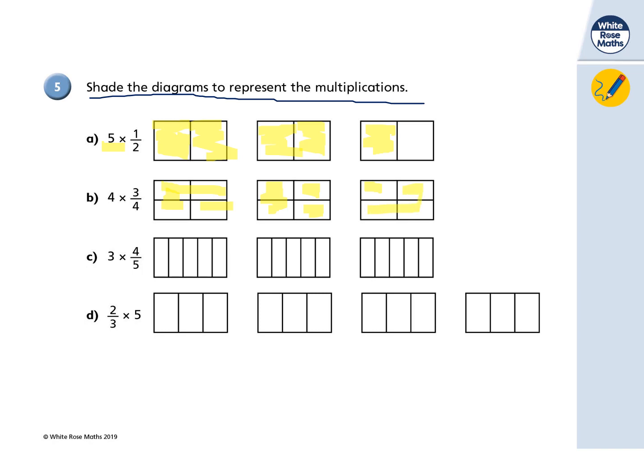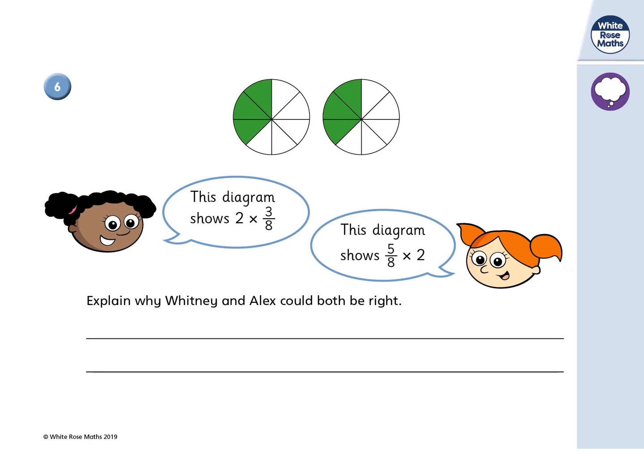Okay, let's change to some other color. 3 times 4 over 5. This is 4 over 5. 1, 2, everything here, and 3. Last one is 2 over 3 times 5. So this is 2 over 3. 1, 2, 3, 4, and 5 we need from here. Okay, this is everything. We left 2 blocks not shaded. We end the lesson. Let's talk about some problems.